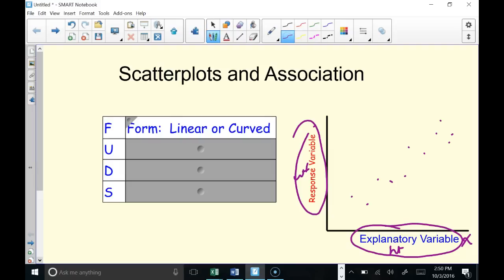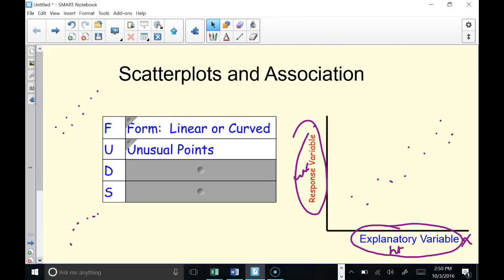So with this said, you might have data that you could see fitting with a line, or you might have data that when you look at it seems to have some sort of curve in it. The U stands for unusual. We're looking for unusual points or things that are just striking about the graph that we don't expect.